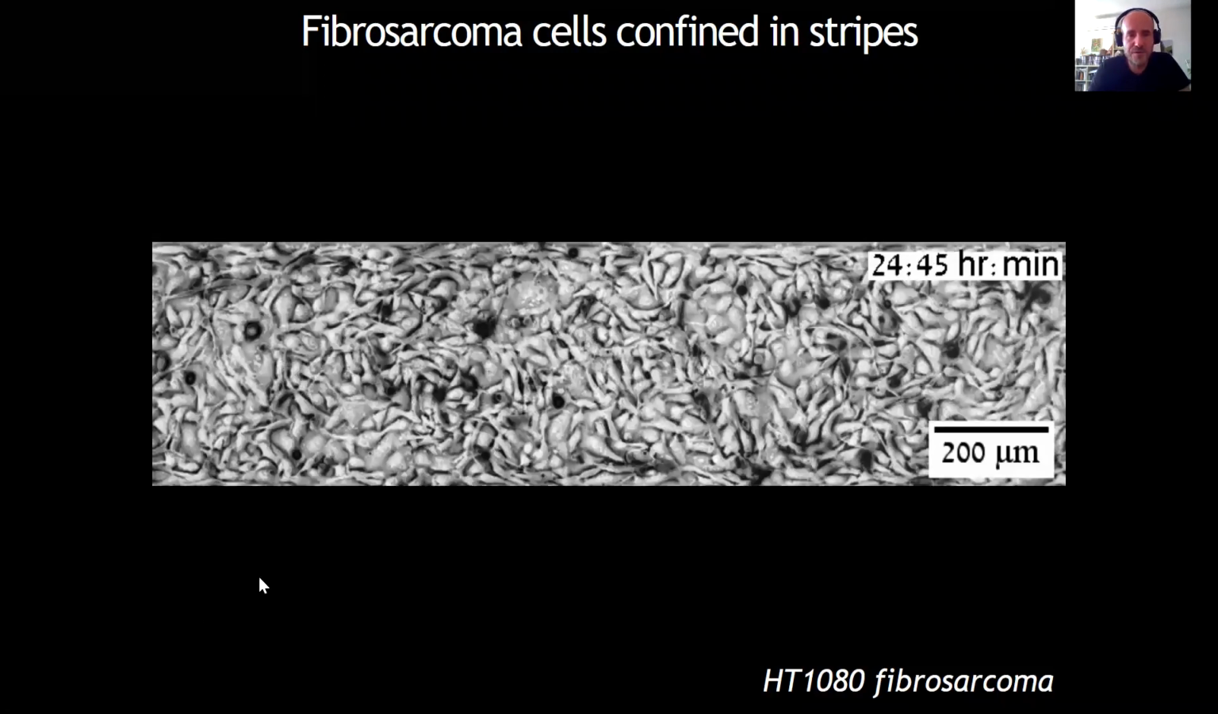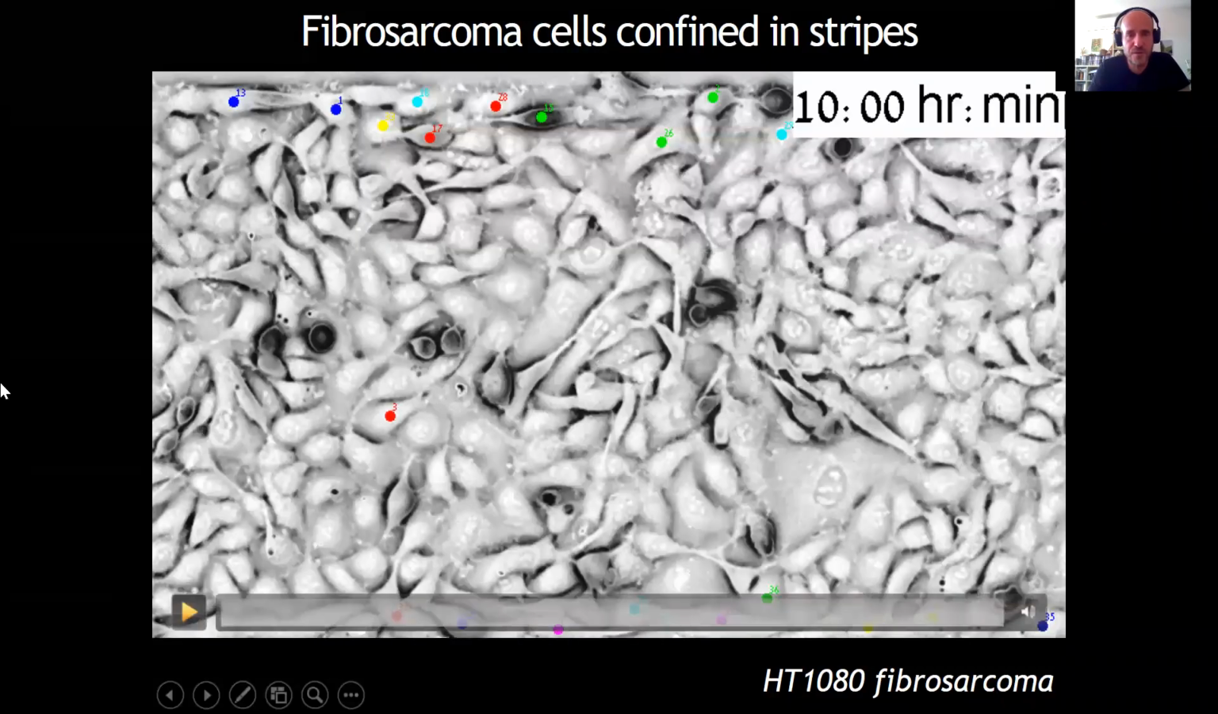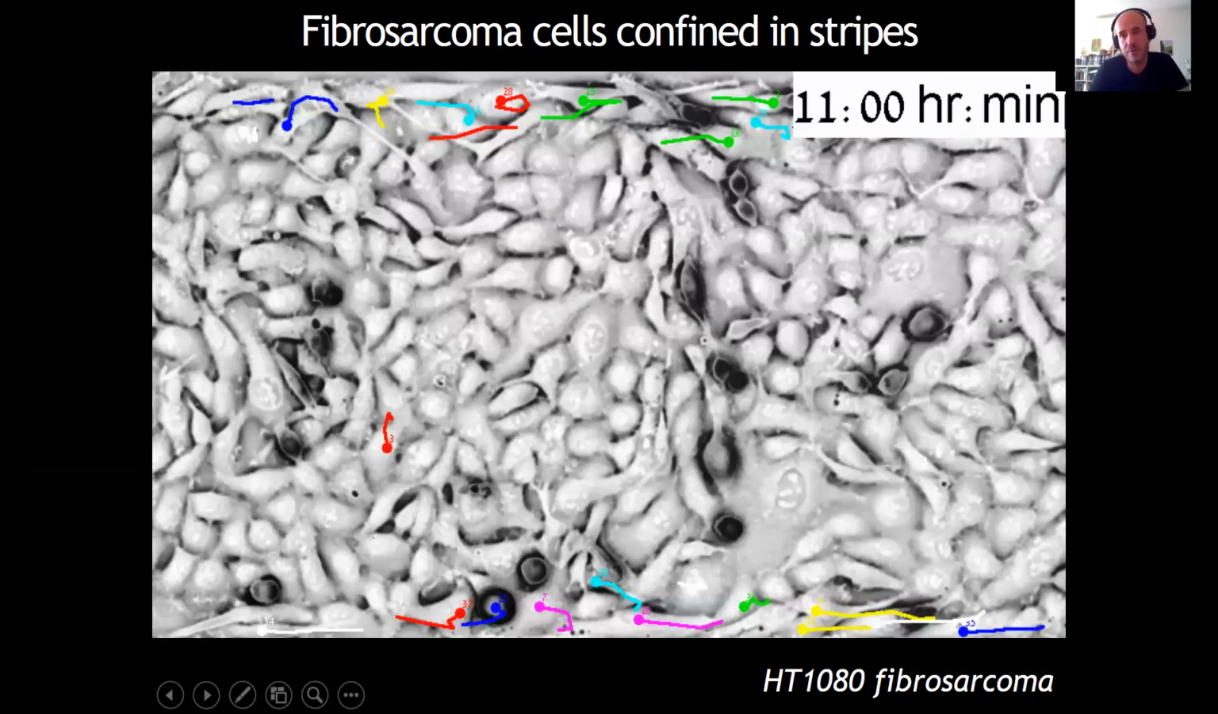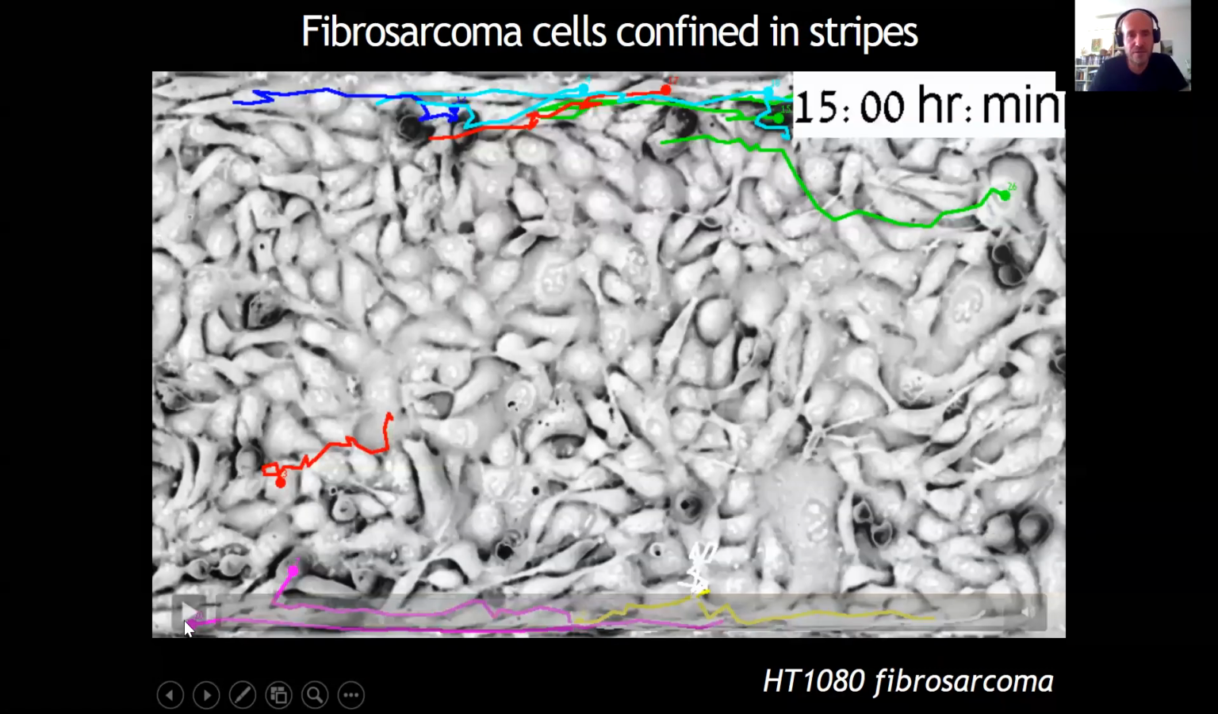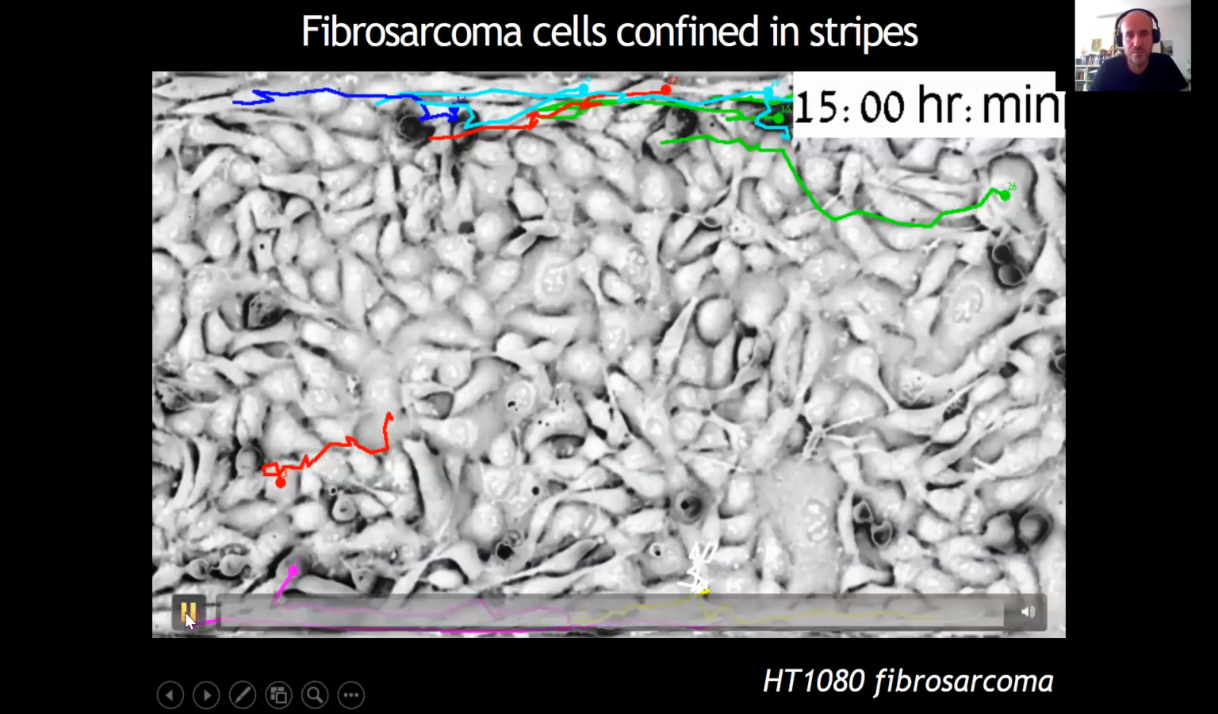What we were interested in is actually the boundary effects. Here is a zoom in on the previous movie, where we manually followed some cells on the boundary. You can see that cells on the lower boundary are going to the left while the cells on the upper boundary are going to the right. And in the bulk there is no net flow; it's more or less chaotic motion.